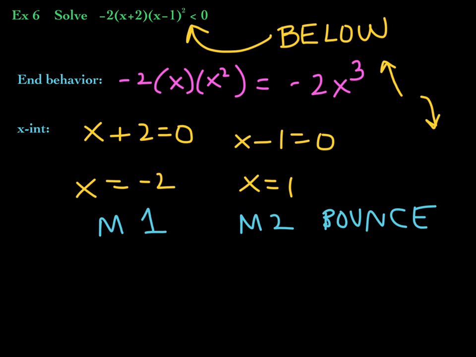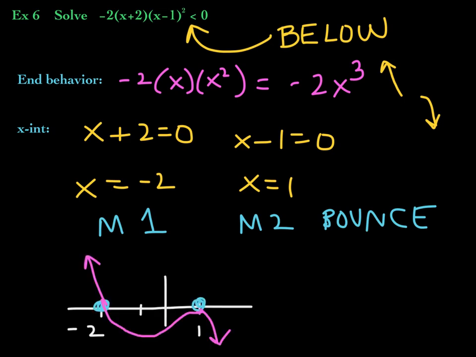Okay, everybody, let's go to the graph. All right, here's the graph. I plotted my 2 x-intercepts. I have my end behavior, and I know that at positive 1, you have a bounce point. All right, very good. Now, don't forget that they're asking you when is it below the x-axis. So I'm going to highlight that for us right now. Below the x-axis would be from negative 2 to 1 and beyond.